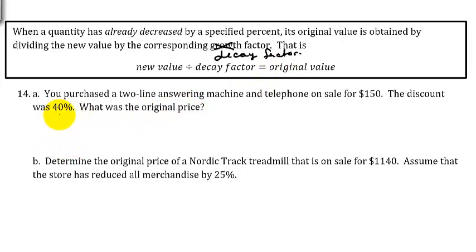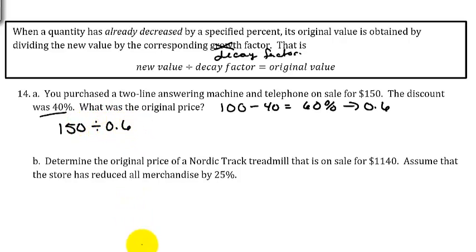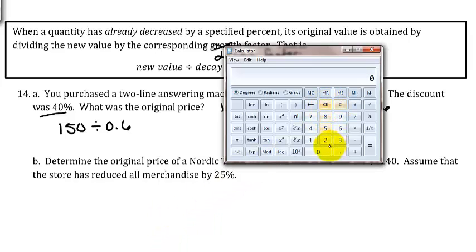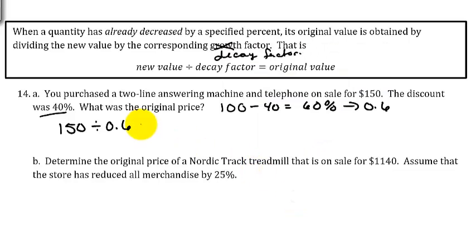This was discounted 40%, so the decay factor we would have to calculate, and that would be 100 minus 40, which gives us 60. This is a percent, remember, so now I need to convert that to a decimal, and that's the same as 0.6. So we would take the 150 and divide that by the decay factor, 0.6. And we get $250 was the original price of this answering machine and telephone.